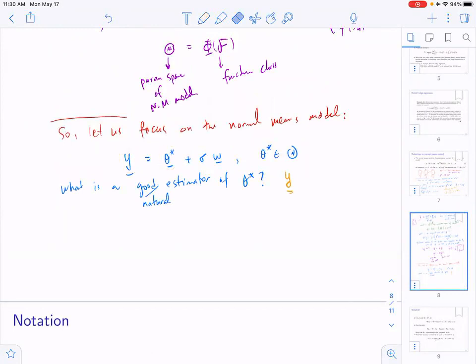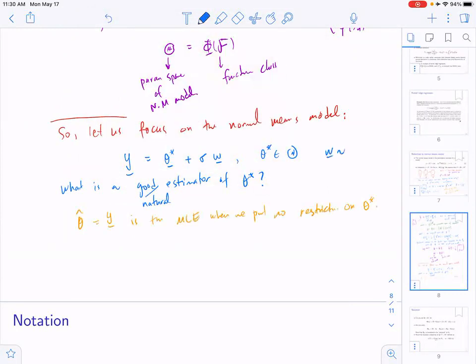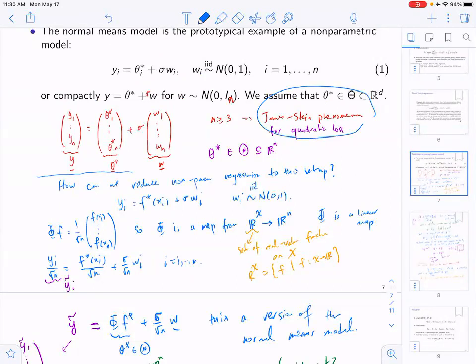So theta hat equal to y. This is the MLE when we put no restriction on theta star. That's the MLE actually, because if you write down the MLE, that would come out, which is an uninteresting estimator. And the thing that I mentioned about the James-Stein here, you can show that in fact without any restrictions there is a better estimator if you care about the quadratic loss, which is what we care about.